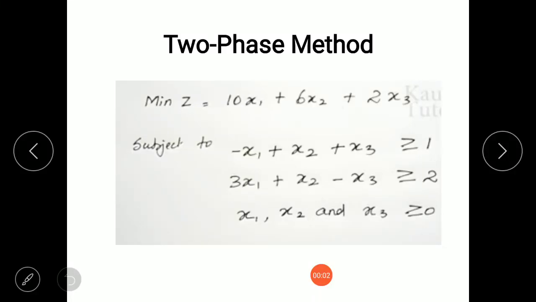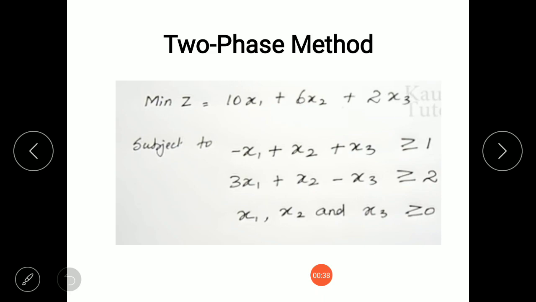Hello students, in the previous lecture I told you for what type of linear programming problems we cannot use the simplex method, and what are the modifications that we need to do for applying the two-phase method, like converting the inequality constraint equations into the equation form. What are the modifications that we are supposed to do so that we can solve that linear programming problem using the two-phase method? Now in this lecture I'll discuss the two-phase method taking an example.